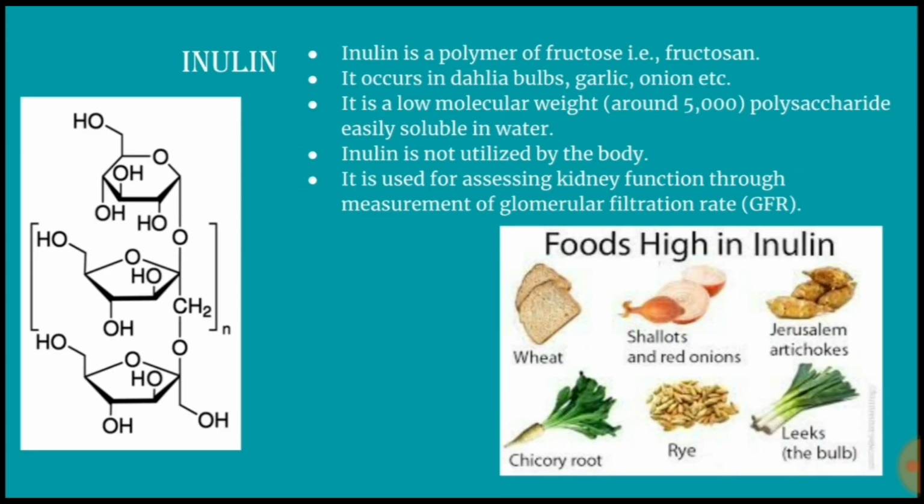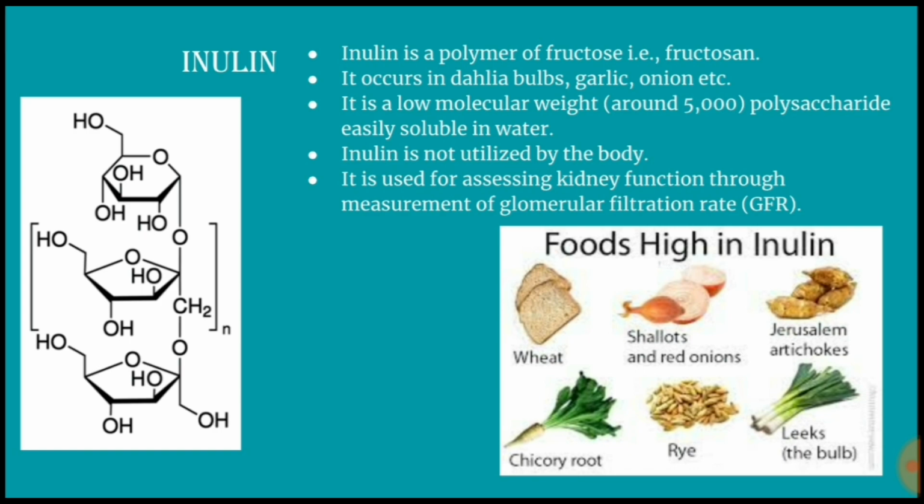Next, coming to inulin. Inulin is a polymer of fructose. Till dextrans we saw polymers of glucose; from here we are going to see polymers of fructose. That is a fructosan, because there is a chain of fructose linked together to form inulin. These are produced in dahlia buds, and are also found in garlic and onions. It has a very low molecular weight, around 5000, and is a polysaccharide which is soluble in water.